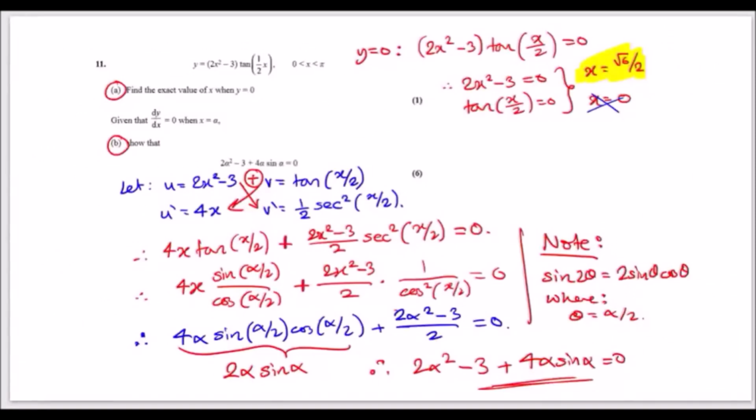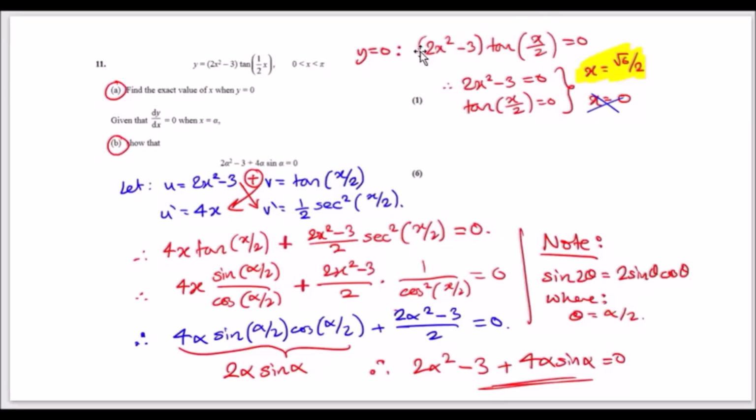Okay. Oh, now this is thick. All right, number 11. So y equals 2x squared minus 3 times tan half x. Okay, oof. I remember doing this. Find the exact value x when y is 0. Now, do what it says, pop in y is 0, so you have an equation like that, equate to 0.